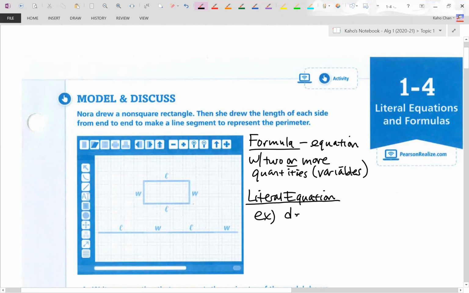D equals RT. You might recognize that from your science classes. That is distance equals rate times time. You can actually rearrange those variables around and get two other variations for this. D divided by T equals R, and also D divided by R equals T.